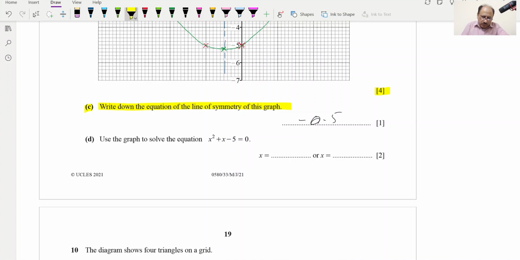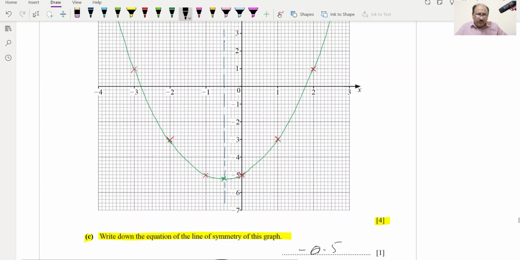Then they are saying use the graph to solve the equations. And this is our y value. So y is equal to 0 will be the equation, which is x-axis. So we will check on x-axis what are the values which we need to identify are on x-axis, this one and this one.